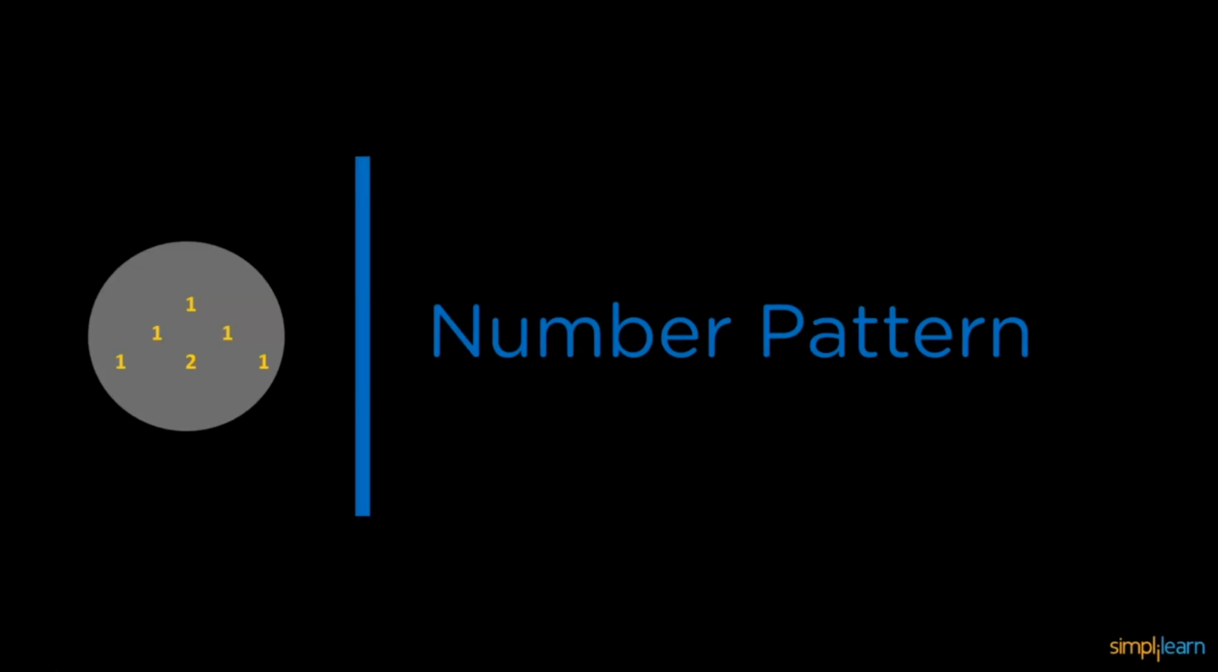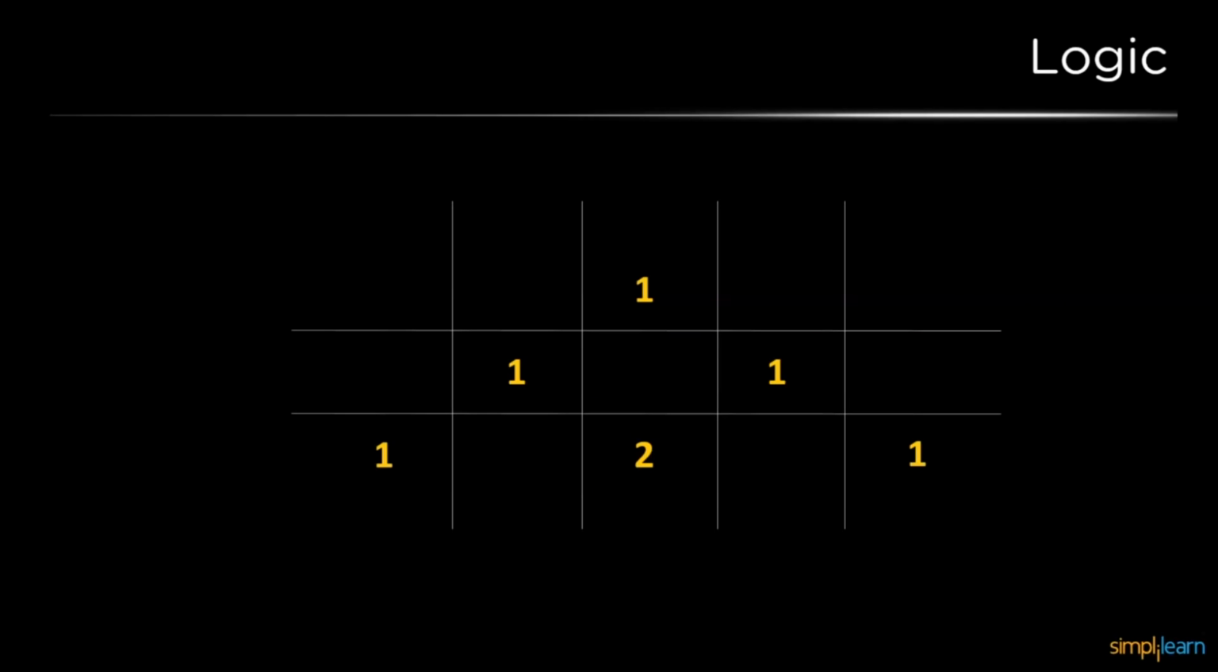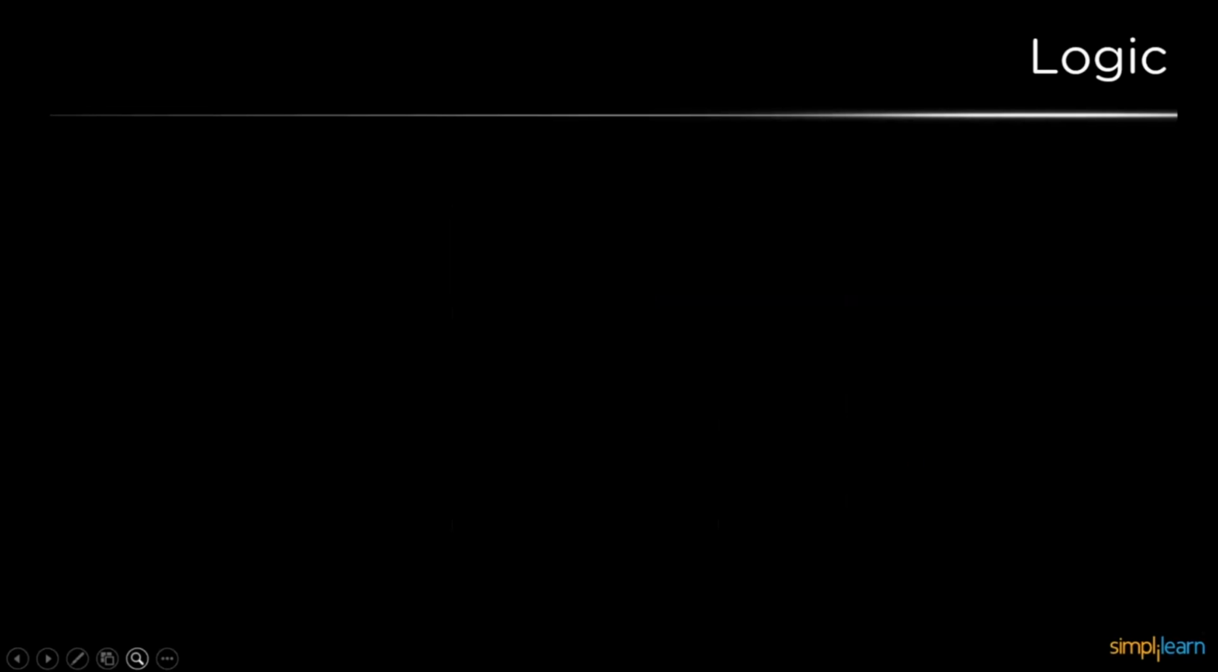Next we have the pyramid number pattern program, which is also called Pascal's triangle. When we learn it in the form of a matrix, it is very much similar to the pyramid pattern, but the only difference here is we are using numbers instead of stars. So now let's have a look at the code.